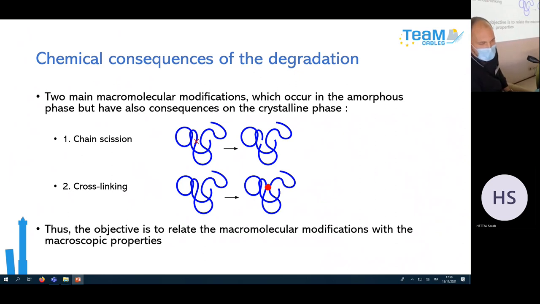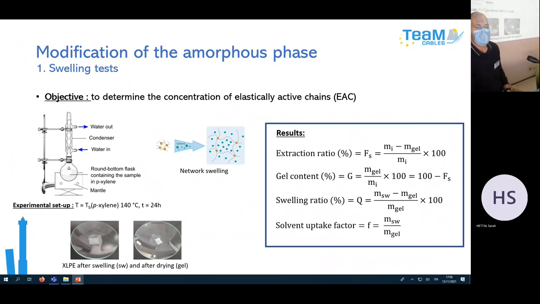So the objective of my presentation is to try to correlate the macromolecular modifications that are observed through different techniques with the evolution of the macroscopic properties. I said I will focus on the modification of the amorphous phase, because the amorphous phase is where the degradation mechanism occurs. So the objective of the first experiment I want to show you is to characterize the evolution of this amorphous phase and how the chemical reaction will modify the macromolecular network.